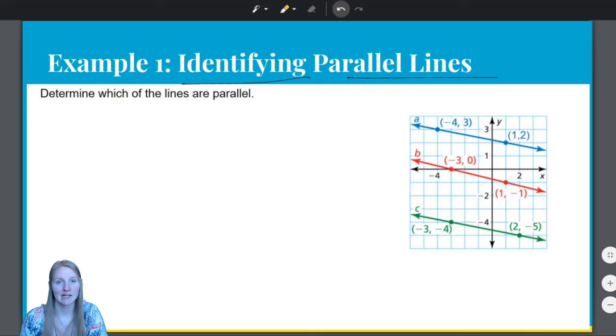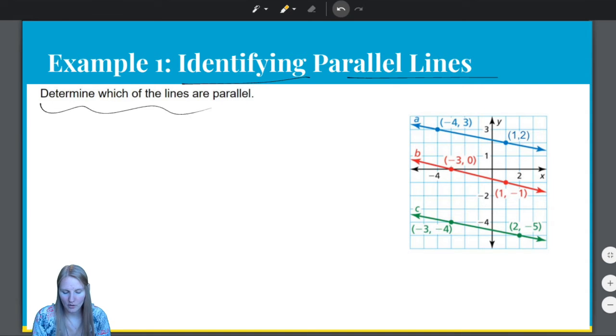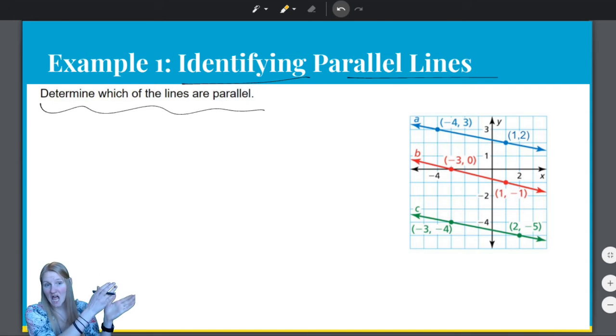All right, now let's jump into our first example using this new information. Identifying parallel lines. Hey, that was part of our success criteria, wasn't it? You will be able to identify parallel and perpendicular lines. So example 1 will be parallel, and then the next example we do will be parallel and perpendicular. So we want to determine which of these lines are parallel.